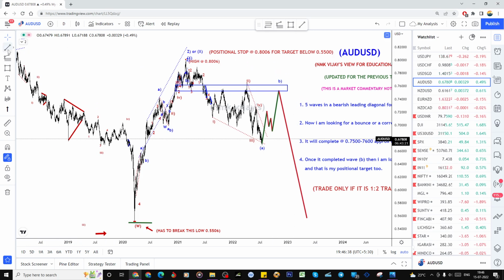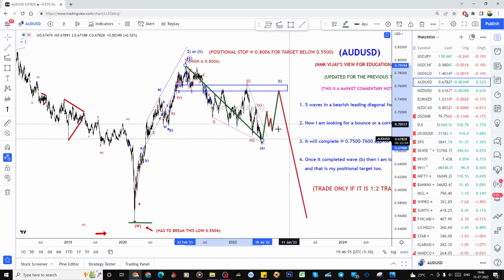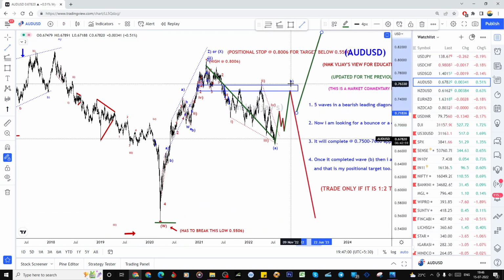But sometimes, if this is not that 1, 2, 3, 4, 5, it could be that 4 and one more 5. It could be like that, or this is the A, B, C is the W, this is the X, and Y is already completed. So if this is the end of the correction and we are looking for the downtrend, it can do like this also.